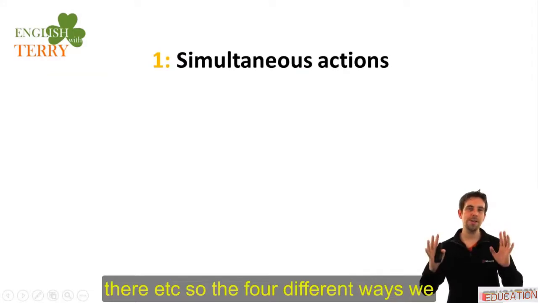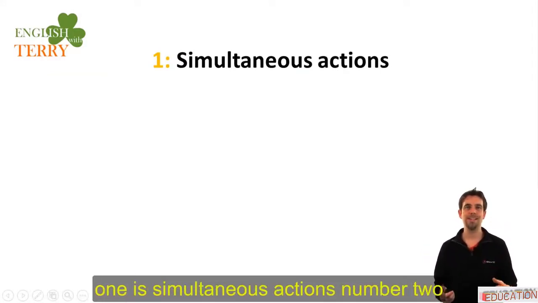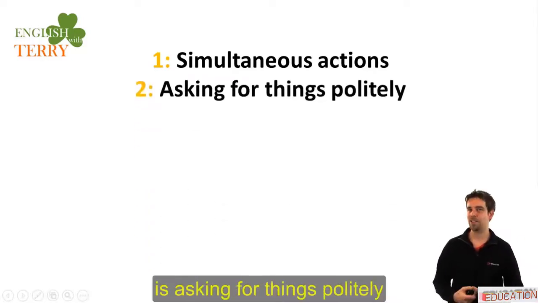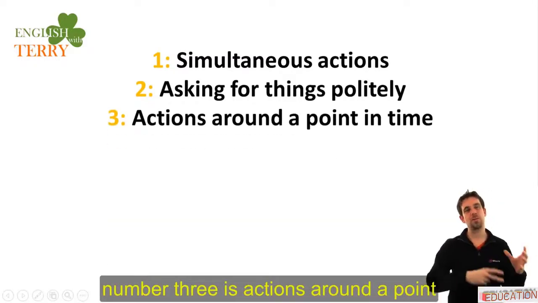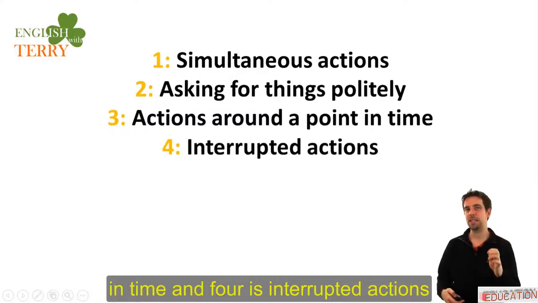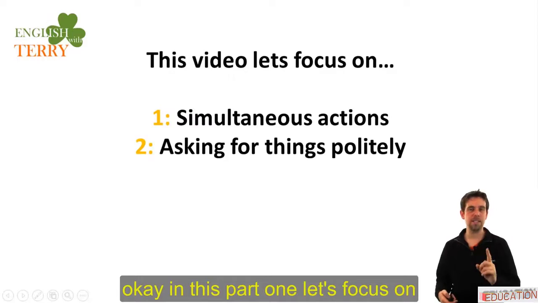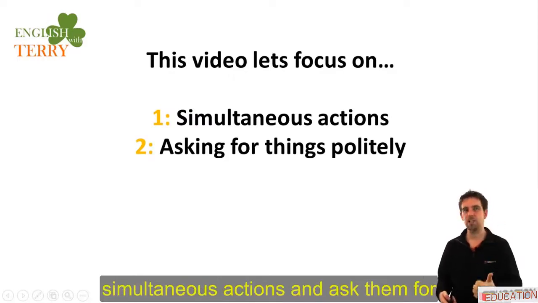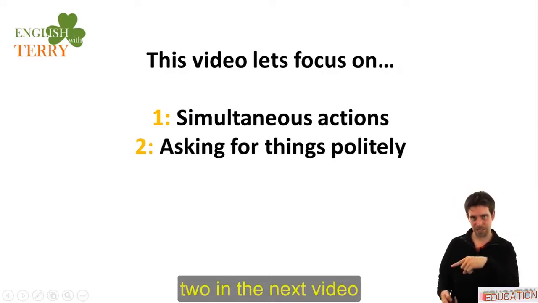So the 4 different ways we can use the past continuous are: number 1 is simultaneous actions. Number 2 is asking for things politely. Number 3 is actions around a point in time. And 4 is interrupted actions. Okay? In this part 1, let's focus on simultaneous actions and asking for things politely. We will see the other 2 in the next video.